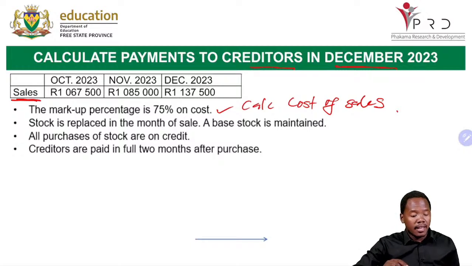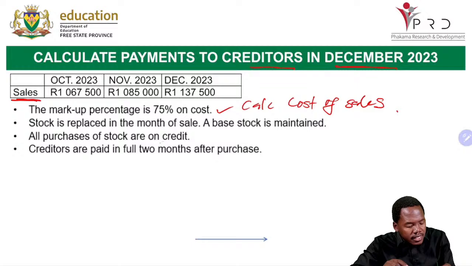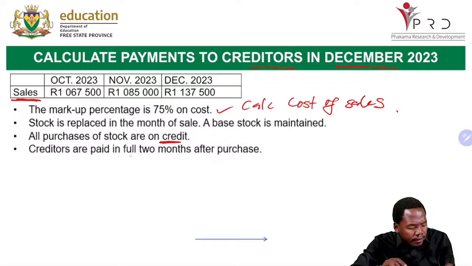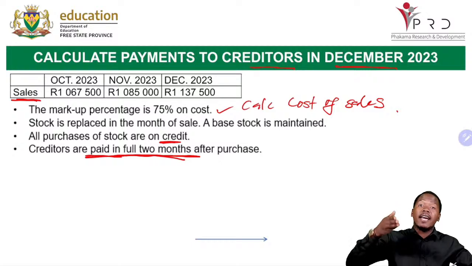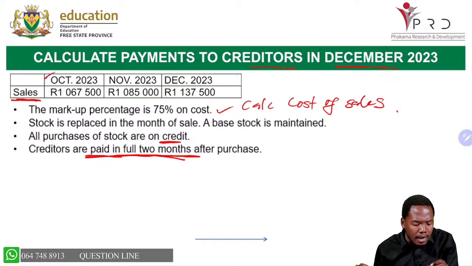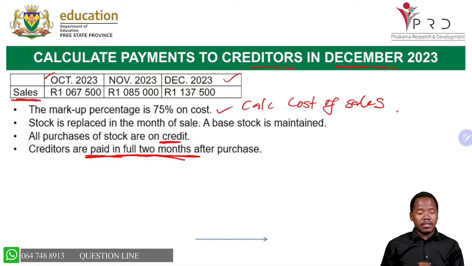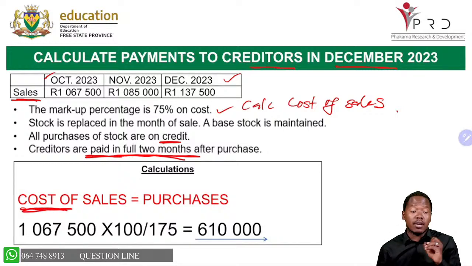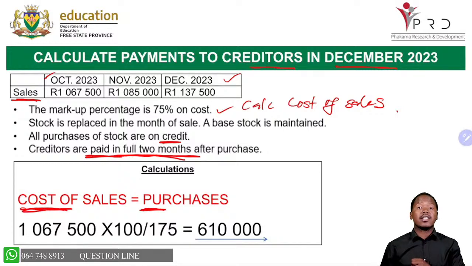Stock is replaced in the month of sale, and all purchases are on credit. Why are they giving you this? So that you can calculate the amount of payments to creditors. And then importantly, our creditors are paid 2 months later, meaning if I buy in January, I pay in March. And if I buy in October, then I must pay in December. That is 2 months to come. Right, let's look at this. Very important, cost of sales, for you to remember, is the same as purchases. Meaning when you have cost of sales, it means you have your purchases.